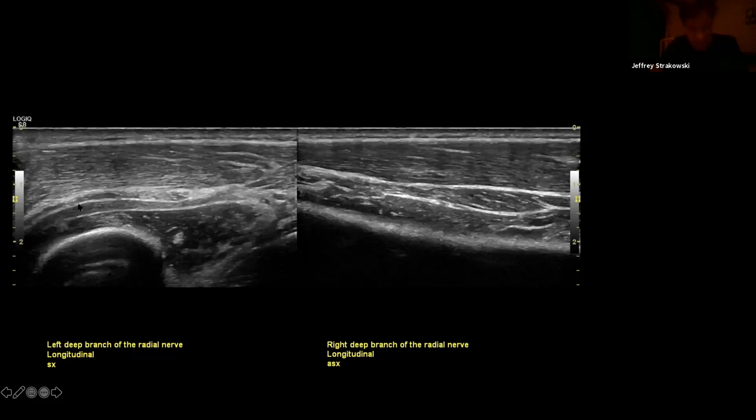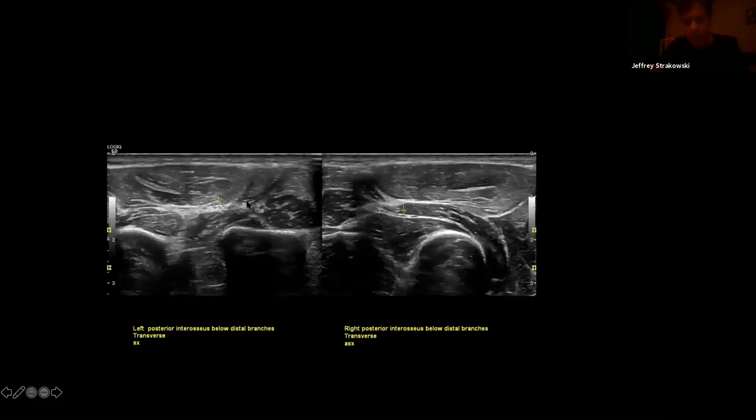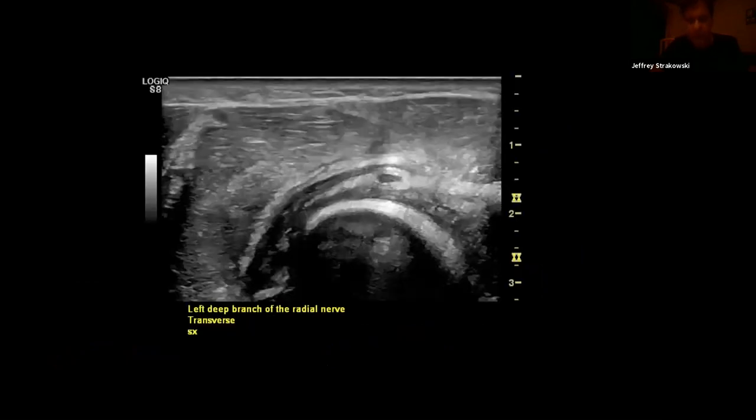So this isn't going to respond very easily to just a simple injection in a single spot, like the arcade of Frohse, or even a surgical decompression. We have to make sure that we understand that the injury to the nerve is over a longer area. So it's still a focal injury, but it's not hyperfocal. It's over a pretty large area of a couple centimeters. So it helps to define that.